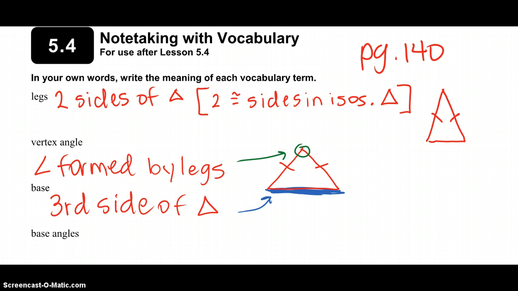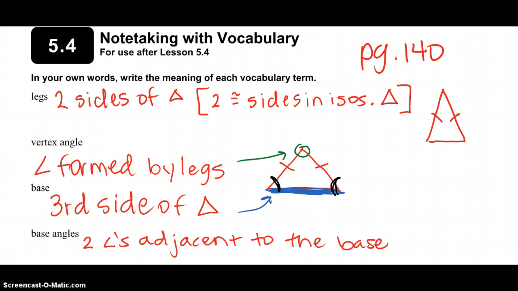Lastly, we're going to talk about the base angles. And the base angles are the two angles adjacent to the base. And in the picture above in black, I have located the base angles of the triangle.